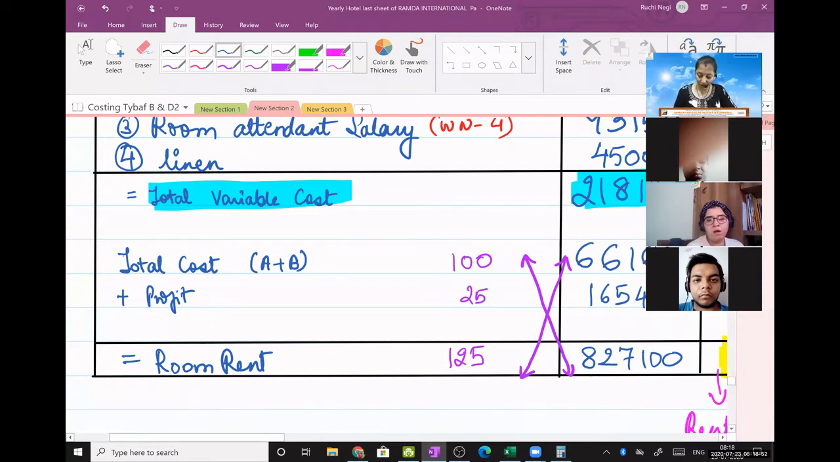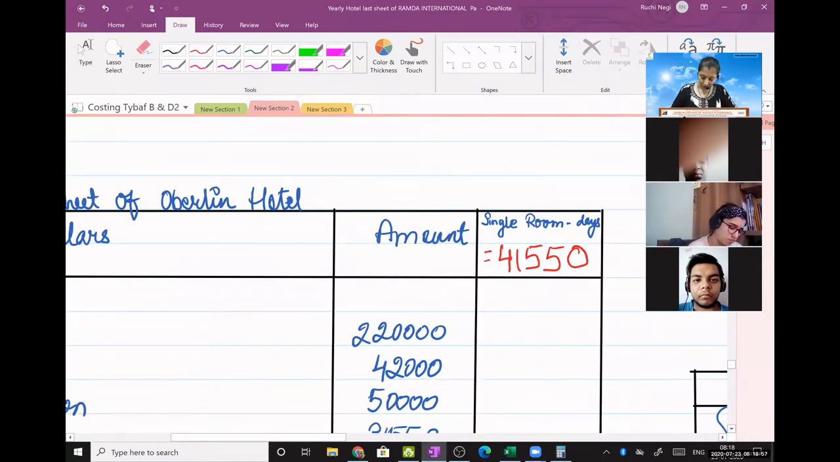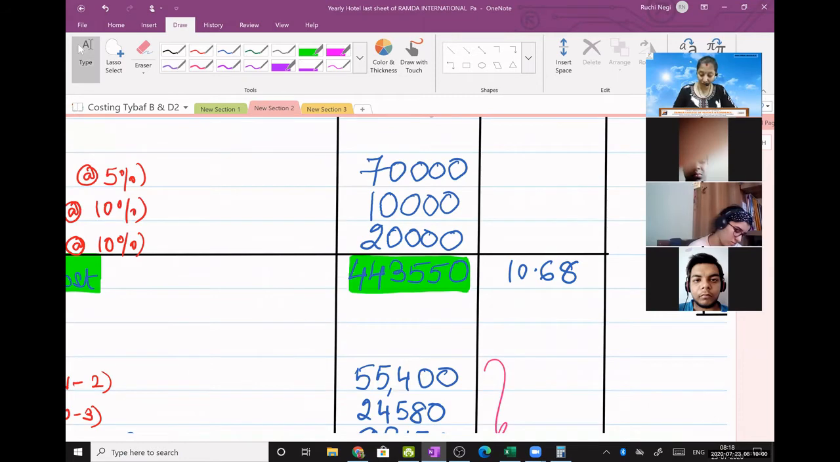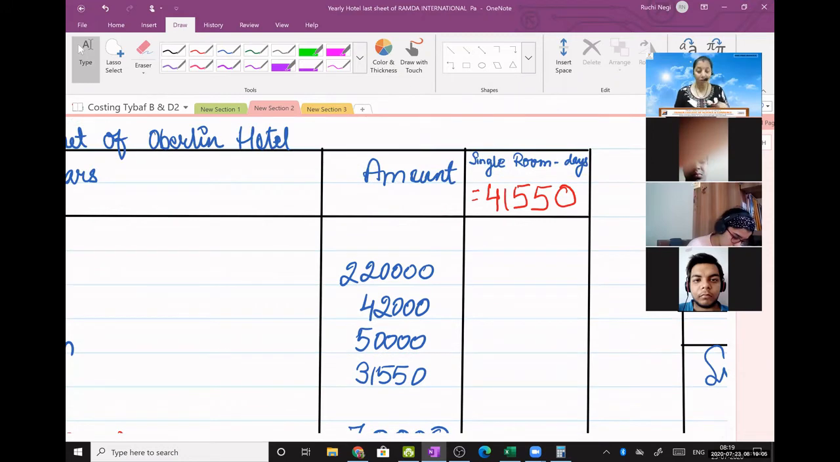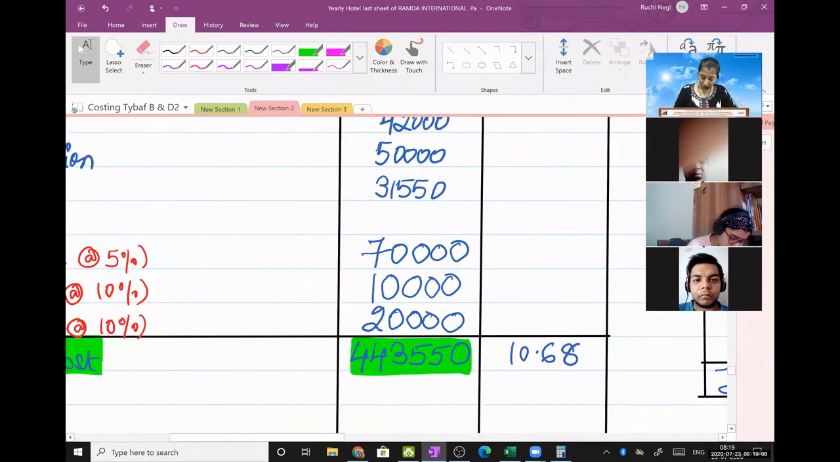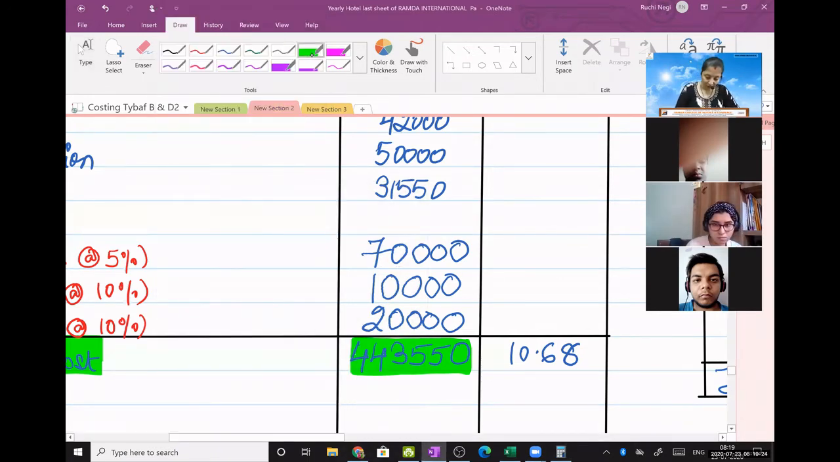Now we need to calculate the CPU column. So we know how to calculate that: amount divided by the base. And what is my base? Single room days is my base, 41,550. So 4,43,550 divided by 41,550. My answer is 10.675. Make it 10.68. So this is my cost per unit of fixed cost.